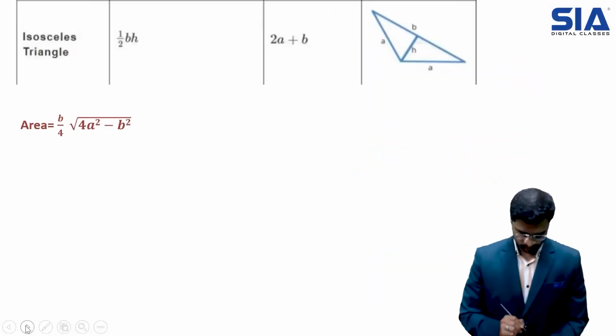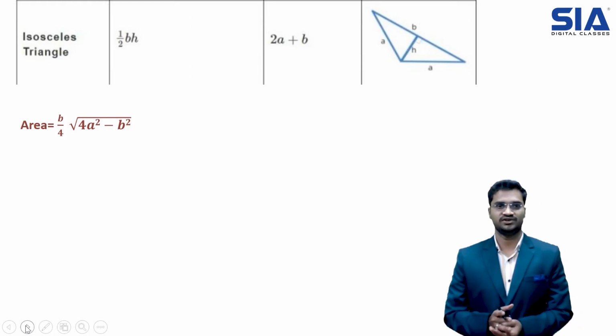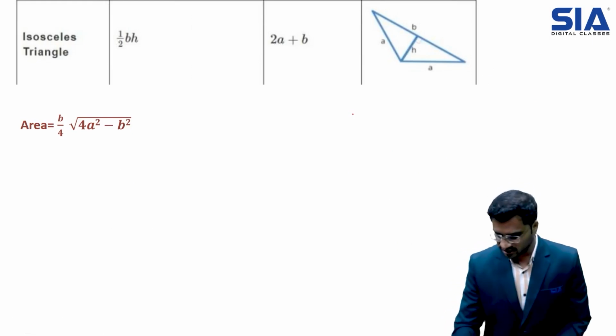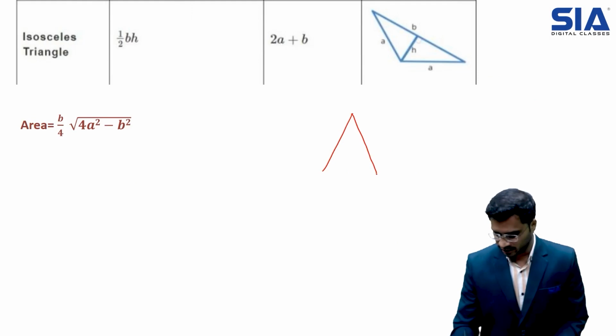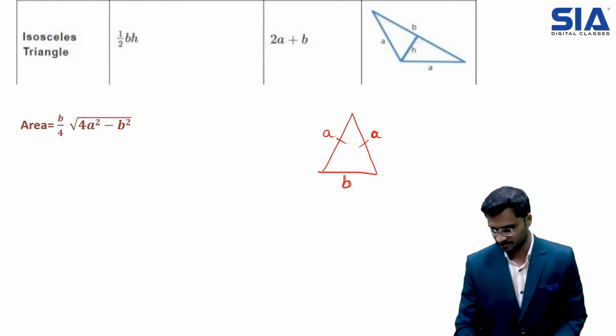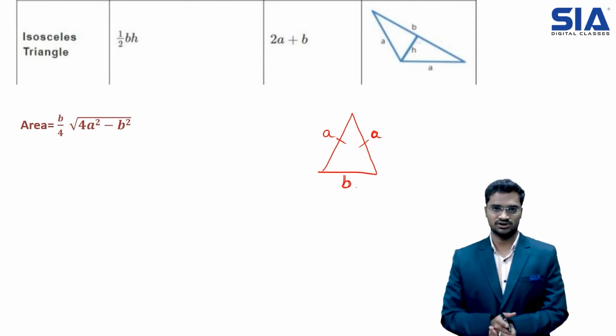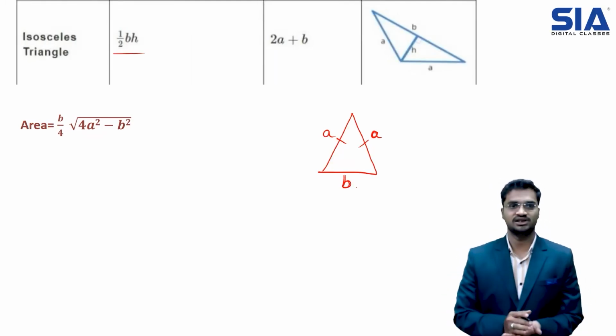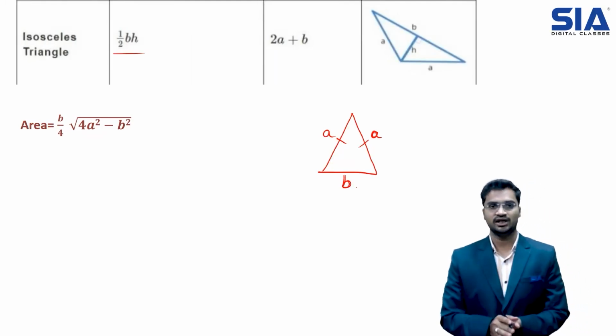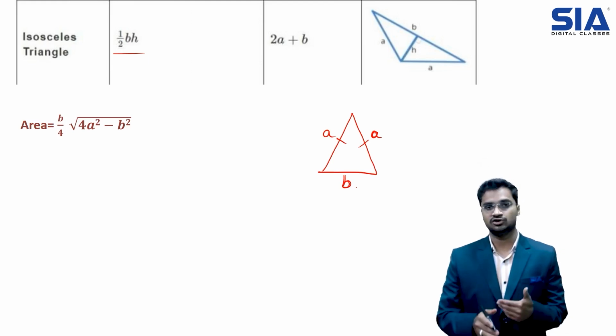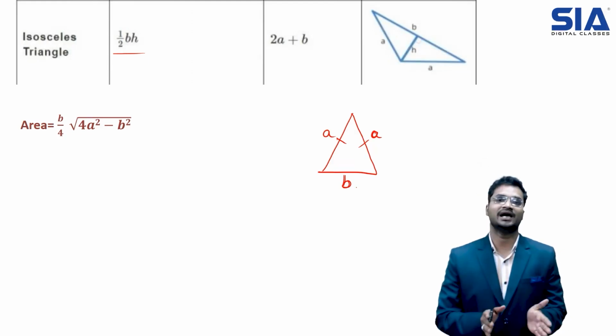Now coming to the next formula, which is the isosceles triangle. An isosceles triangle is a triangle in which two sides are equal. Let us say this is A and this is also A, then this side is B. If we have a base and height in our isosceles triangle, we can apply the formula half into base into height. So the area of an isosceles triangle is also half base height, where base and height are provided.